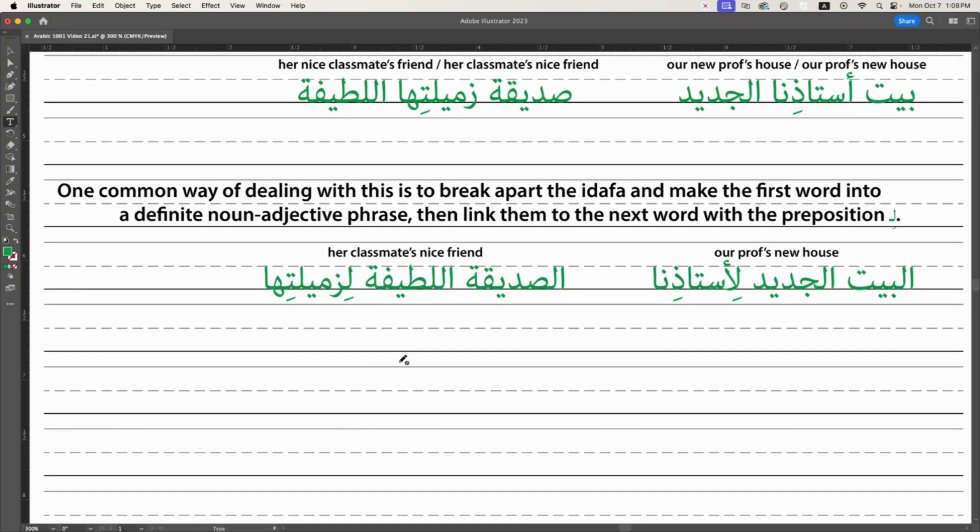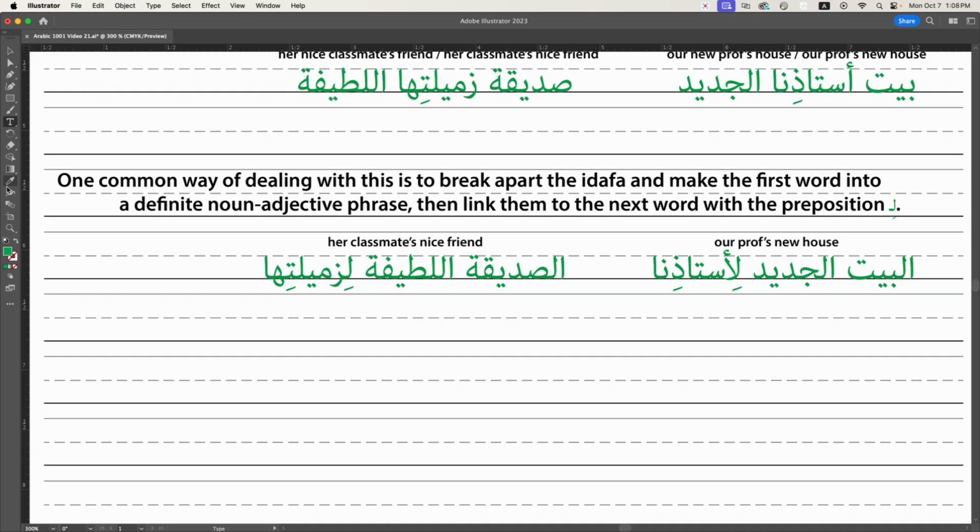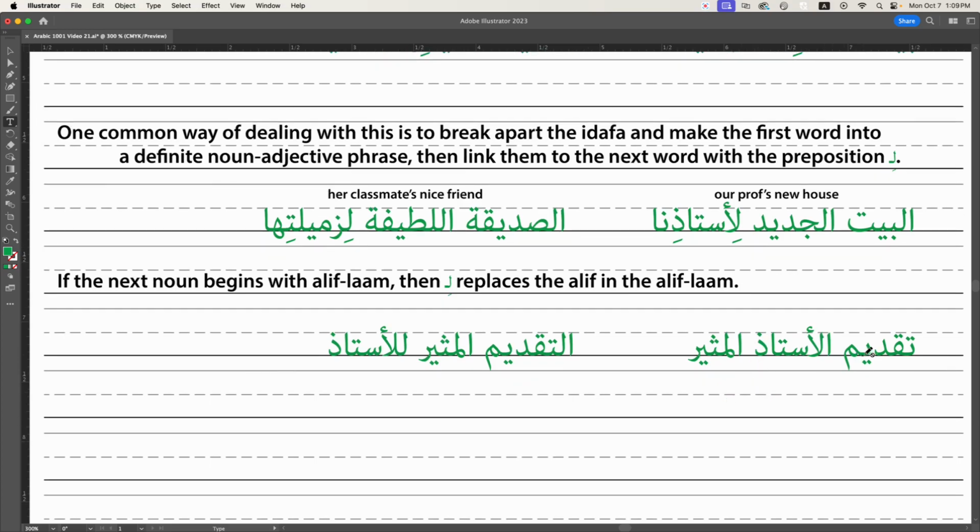So we've broken apart the idafa, we've stuck the adjective in the middle, turning that into a definite noun adjective phrase, and then we use the preposition le to relink the idafa, or relink the nouns into a relationship of possession. If the next noun, the one we're adding le to, begins with alif lem, then the le replaces the alif in the alif lem. So here we have taqdim al-ustadh al-muthir.